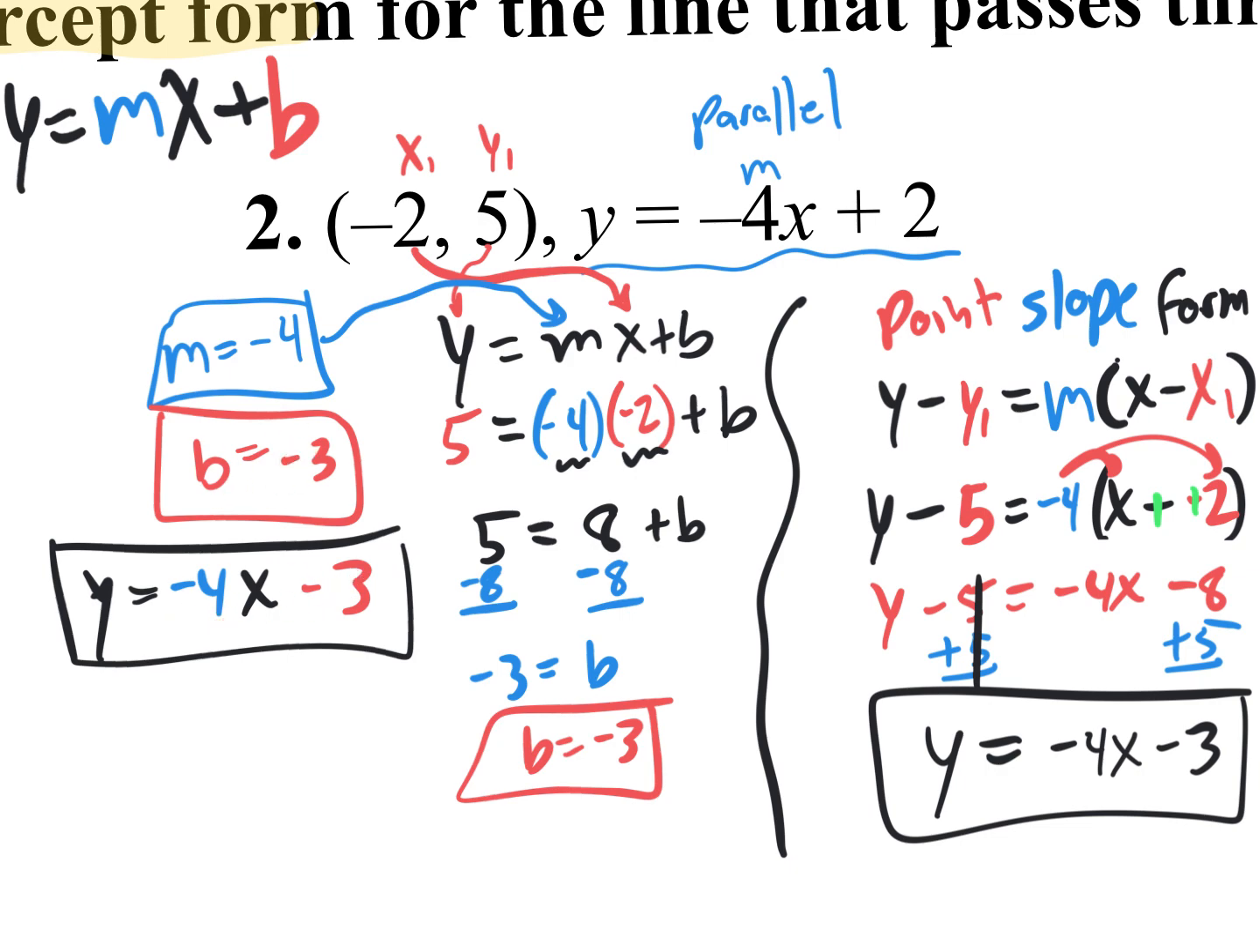Or you could recognize that they give you a point and indirectly a slope. So you could go with point slope form, plug it in, and then just change the way it looks to get it in slope intercept form.